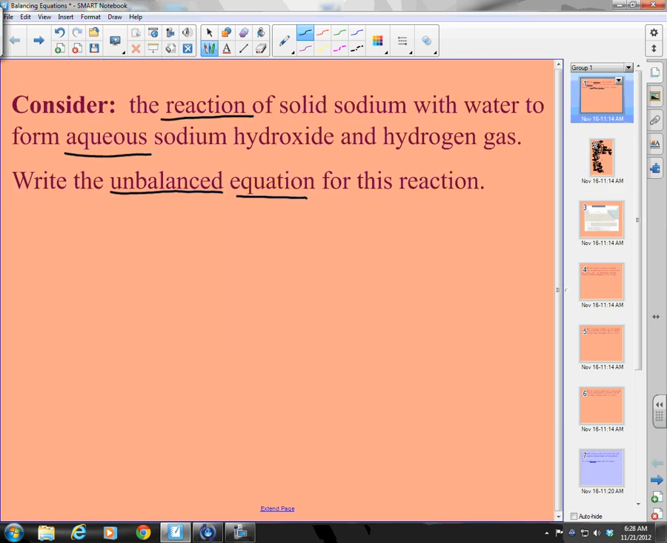I think we can answer our question. Number one, the reaction of solid sodium. Aha, I got sodium, and I know it's solid. With water to form. Hey, to form, that's going to be my yield arrow. So with water plus water.